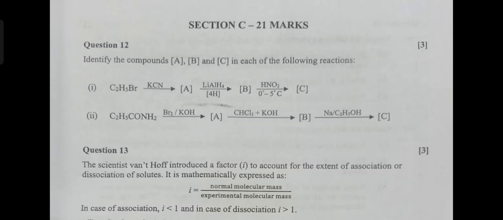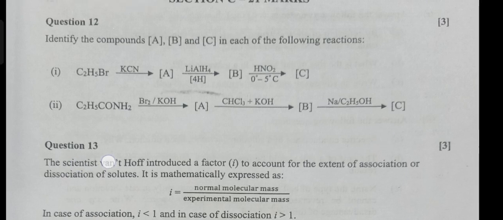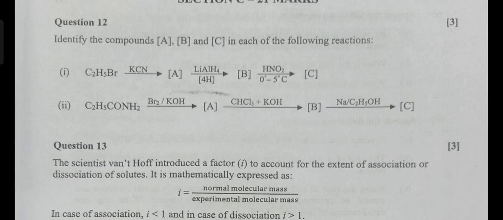Now in this video I will review the question section C of the ISC Chemistry 2025 question paper. I am talking about question number 12: Identify A, B, C. C2H5Br with KCN will give C2H5CN. On reduction, C2H5CH2NH2, and on HNO2 reaction the amine will convert into alcohol.